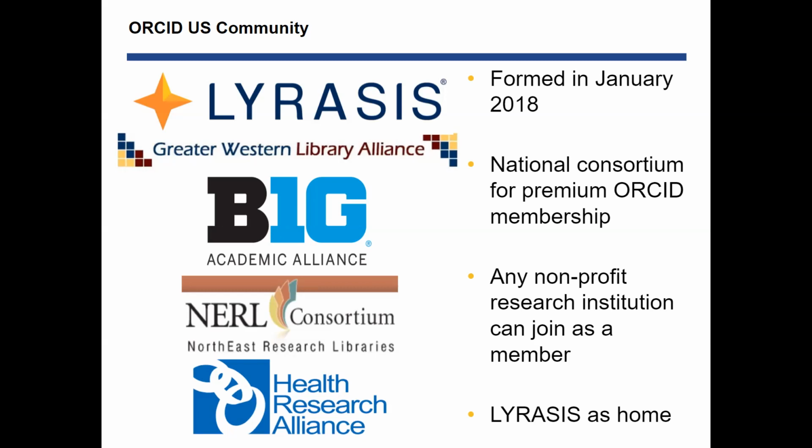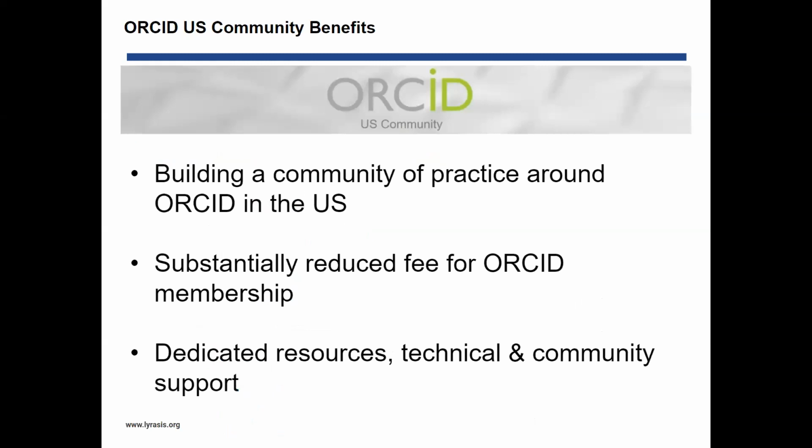And we're also now partnering with the Health Research Alliance, which is a group of nonprofit health research funders in the US. Our main goals are to provide support for a community of practice around ORCID in the US, enabling member institutions to share experience and insight with each other, and basically try to make it as easy as possible for institutions to adopt ORCID, and make sure that institutions get the most value from their ORCID membership.